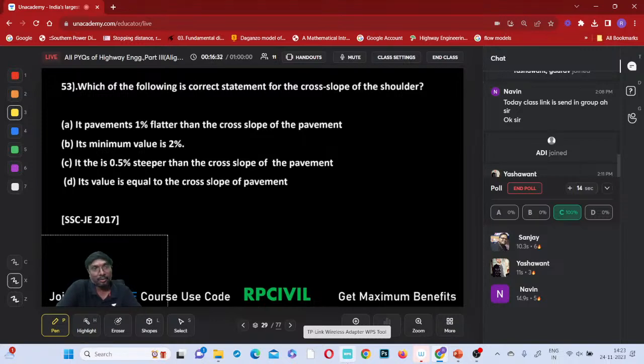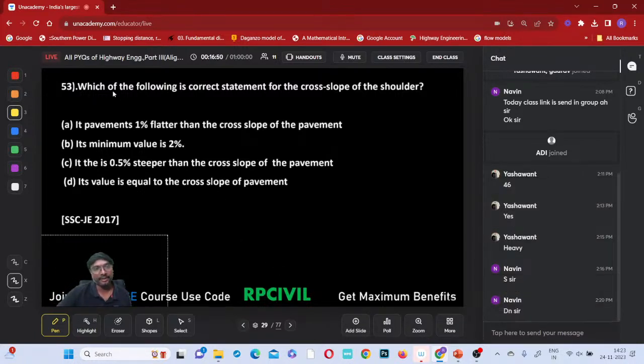Yeah, Sunil Kumar answered correctly. Yes, from special, Sanjay, Yashwant, Naveen answered correctly. Right. So here, what do you have? Which of the following is a correct statement for the cross slope of the shoulder? It is a pavement 1% flatter than the cross slope of the pavement.